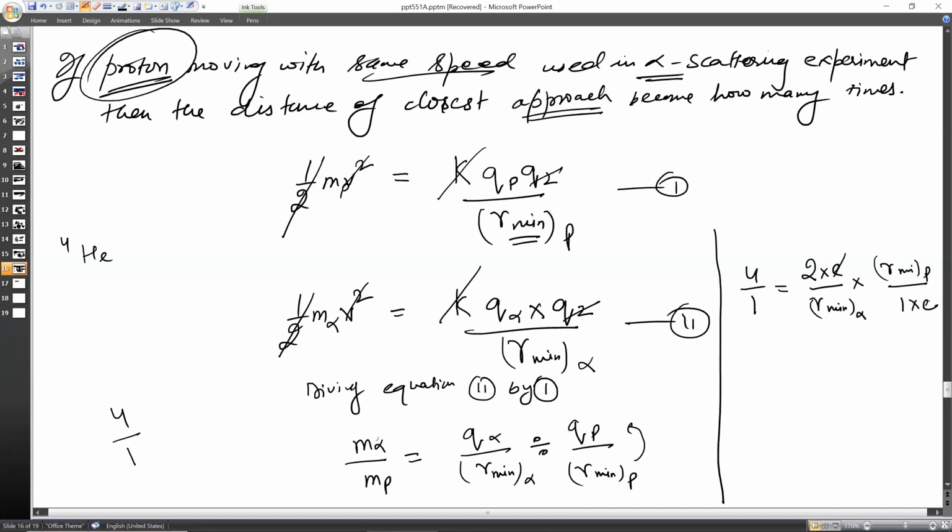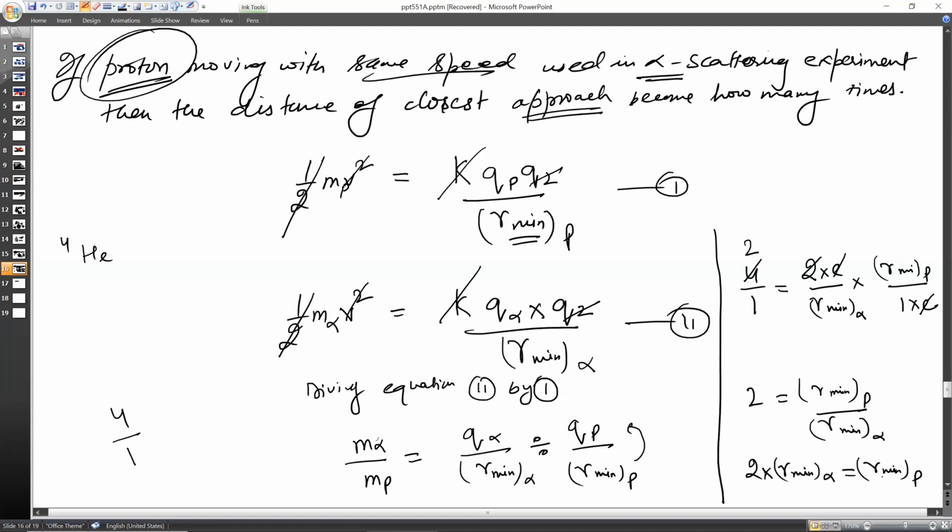Q of proton is actually 1 into E, 1 times 1 into E, charge of proton. Okay, so E will get cancelled out. Now this will also get cancelled out. 2 ones are 2. Okay, now we are just going to have like this: 2 is equal to R minimum for proton upon R minimum for alpha particles. Now this will go to this side. You will get R minimum for proton will be 2 times R minimum for alpha particles.